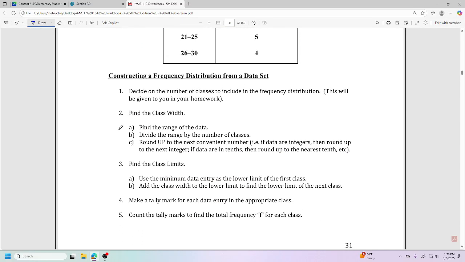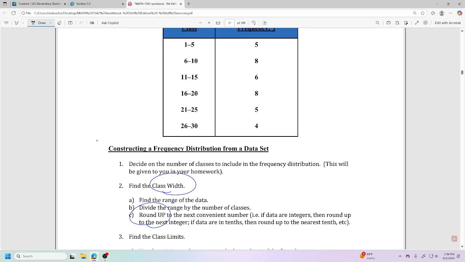So we're going to do our own. The big thing that you want to know from here is two things: class width and this round up thing. I'm going to show you how to do class width. It's very simple. You're going to take the first elements from two different classes and you're going to subtract them. 6 minus 1 is 5. You got it. We can do math. So that's how we're going to do it.